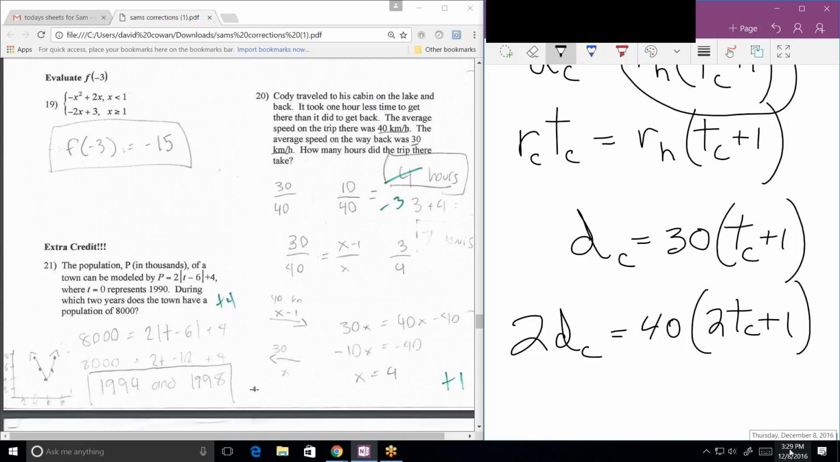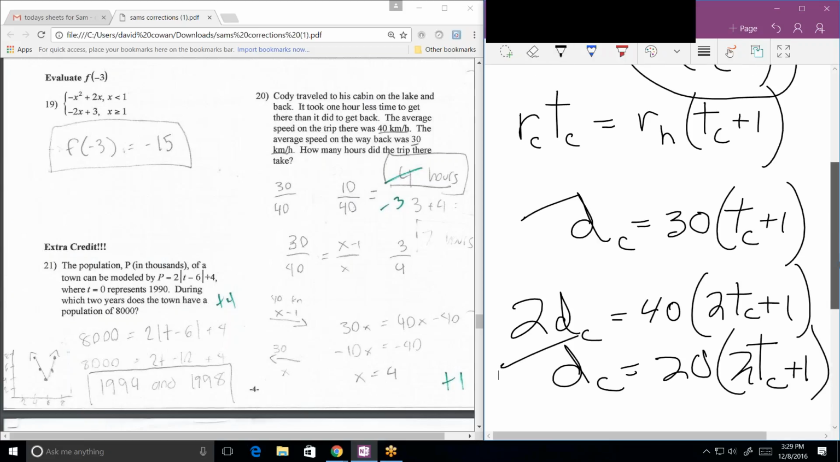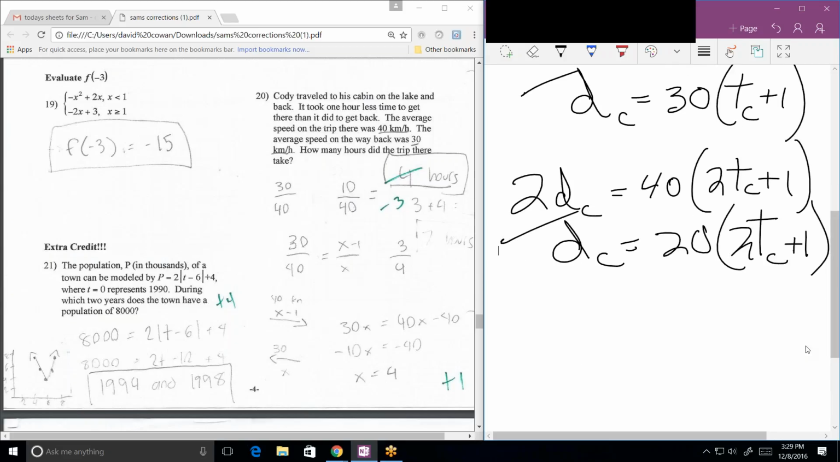So I can solve this equation for d sub c, and it equals 20 times 2t sub c plus 1. Sorry to make this so complicated, but it's a complicated problem. Okay? Now, notice that that distance has to be equal to that distance, and that leaves me one variable only. I get this amount here has to be equal to that amount there because they're both equal to the distance to the cabin.